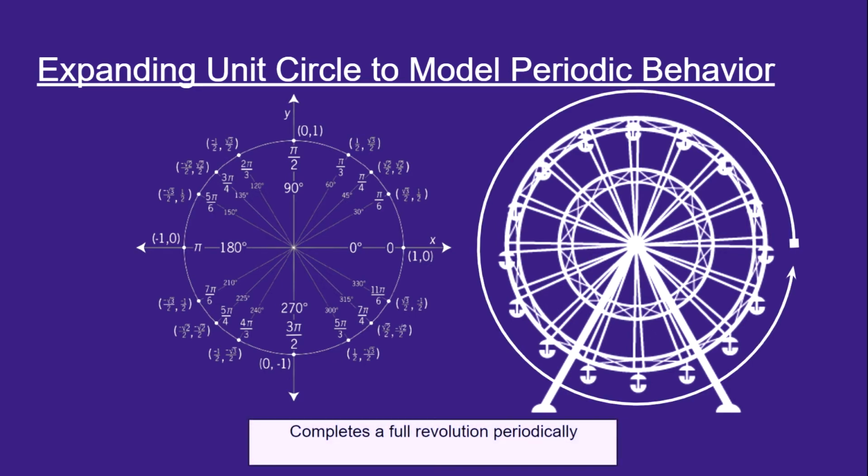Something that you guys should observe here is that they are comparable to each other because they both complete a full revolution periodically. The unit circle goes around in its angle every 360 degrees or every 2 pi radians. Similarly, a Ferris wheel, as it goes around and around and around, will continue to repeat itself however frequent that may be. For example, a Ferris wheel could have a cycle of 2 minutes.